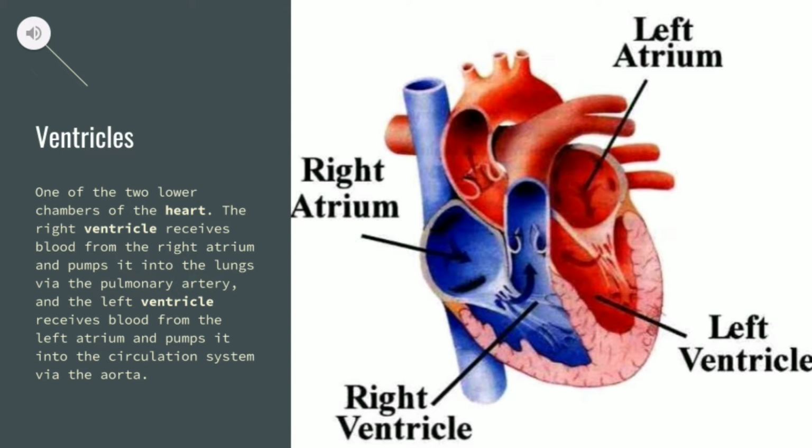There are two ventricles in our heart. These are the lower chambers, called the right ventricle and the left ventricle. The right ventricle receives blood from the right atrium and pumps it into the lungs via the pulmonary artery, and the left ventricle receives blood from the left atrium and pumps it into the circulation system via the aorta.